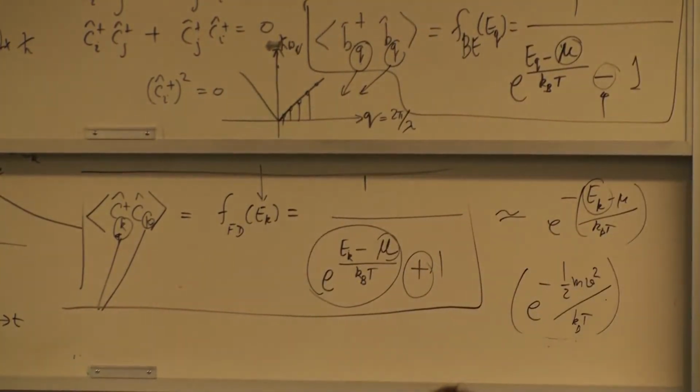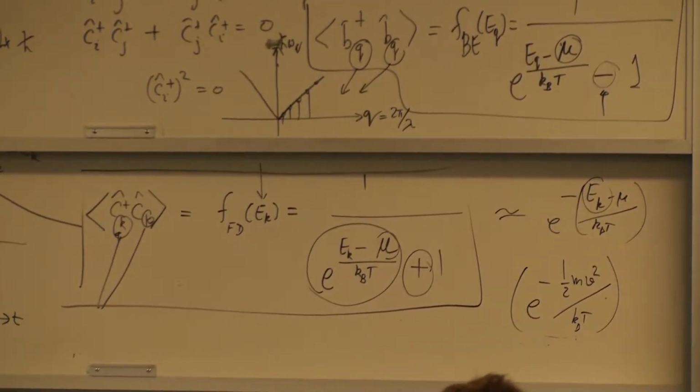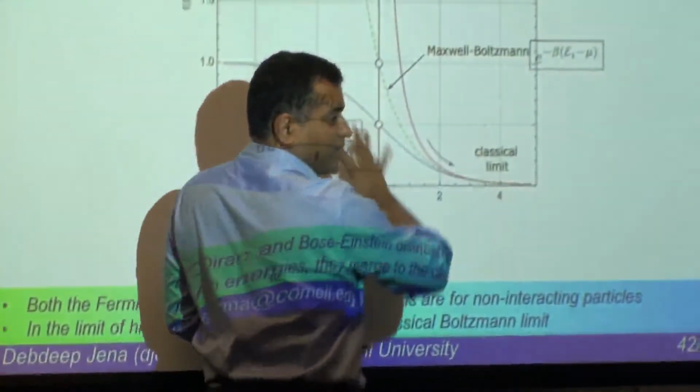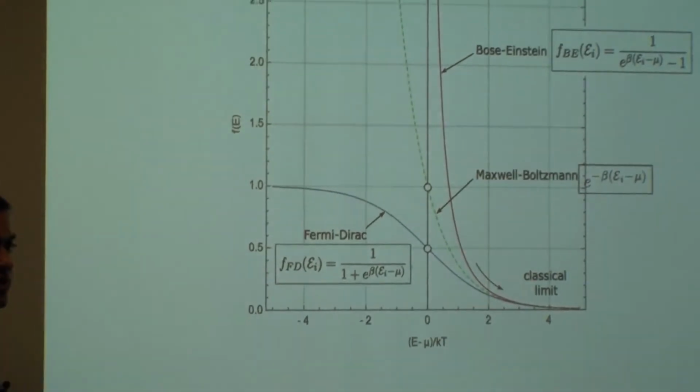But this little sign change between fermions and bosons makes the difference as you get closer and lower in energy, and then they really split in a big way as you go to the chemical potential and lower.